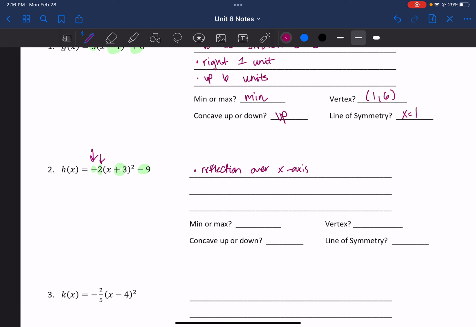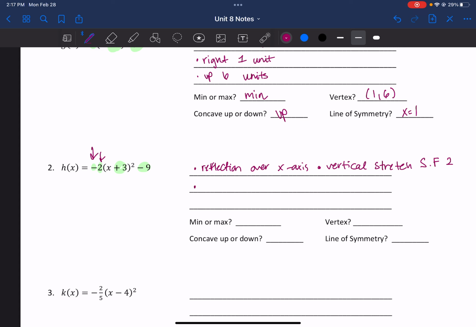What is this 2 being multiplied on the outside? That is a vertical stretch, right? Anything greater than 1 is a vertical stretch. Anything in between 1 and 0 is a vertical compression. So this is scale factor of 2. All right, cool. If I'm adding inside of the parentheses, it's the opposite of what I normally think. So I'm actually going to move left 3 units. And then we have shift down, move down 9 units. All right, bam.